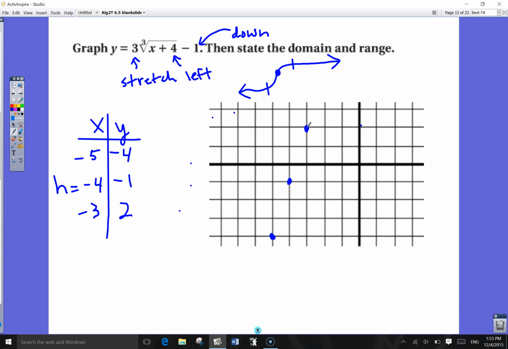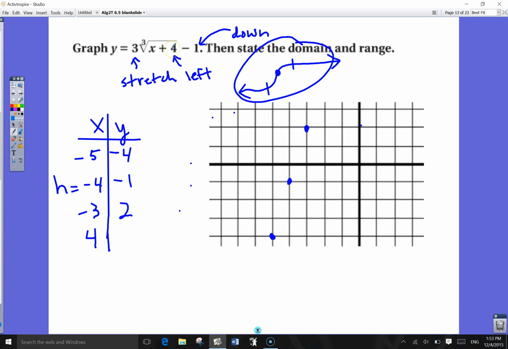Now, you look at those points, so why don't I just connect them with a line? Because you know what the shape of the cube root function is. It's not a straight line. If I put one more point in here, because I don't want to deal with decimals, I would like something which is a perfect cube, and that has to be 8. So if I wanted to take the cube root of 8, I'd have to make x 4. Then I'd have the cube root of 8, which is 2.